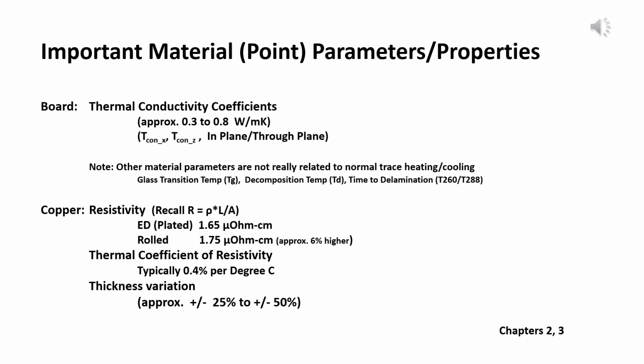There is a thermal coefficient of resistivity, which is 0.4% per degree C. That means for a 100-degree change of temperature in the trace, the resistance of the trace will change by 40%. And then finally, there's a thickness variation along a trace. It can be as much as plus or minus 25 to 50%. Now, normally we don't think of thickness variation as being an important variable, but the thickness of a trace is so thin to begin with that any variation along the trace really matters. I will have more to say about thickness variation along a trace later on in the presentation.